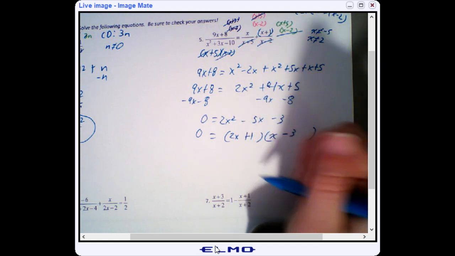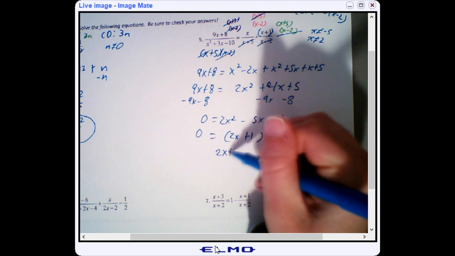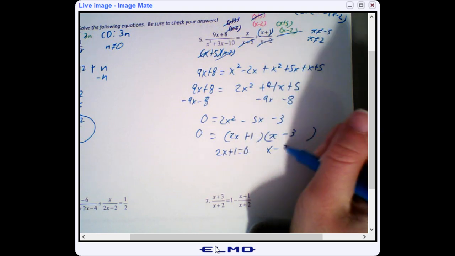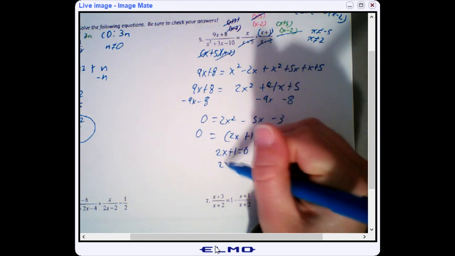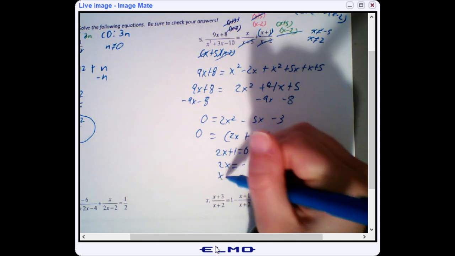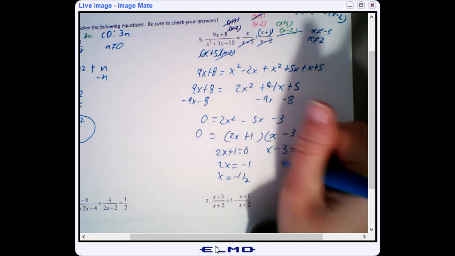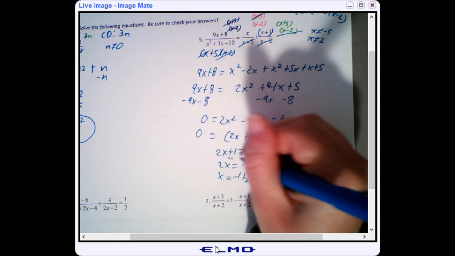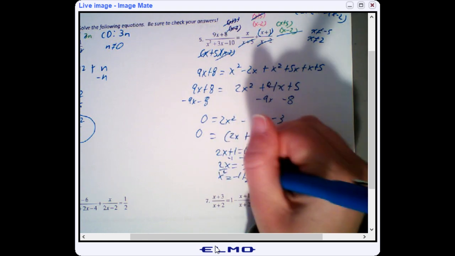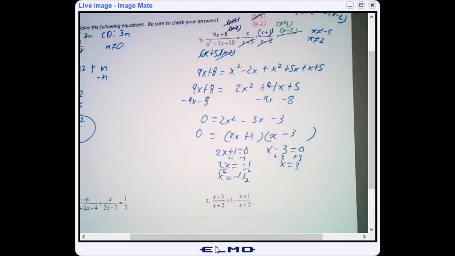And then set each of those factors equal to 0. So 2x equals negative 1 and x equals negative 1/2, and x equals 3. And then I'm just going to sit here and check both of those.